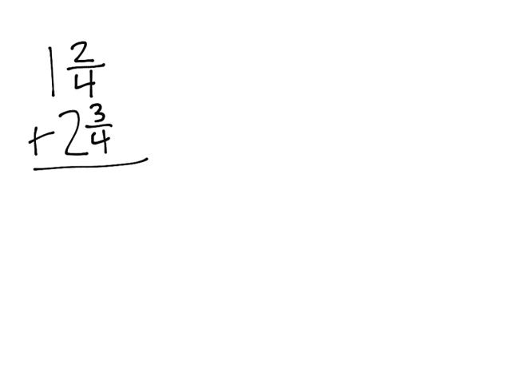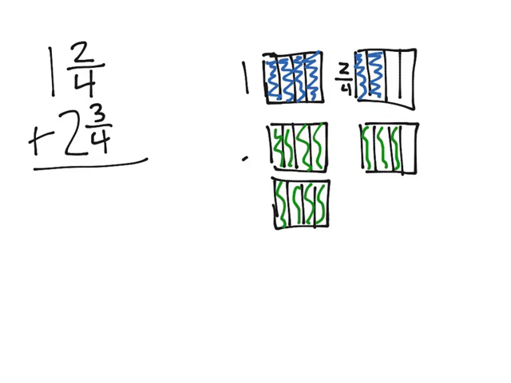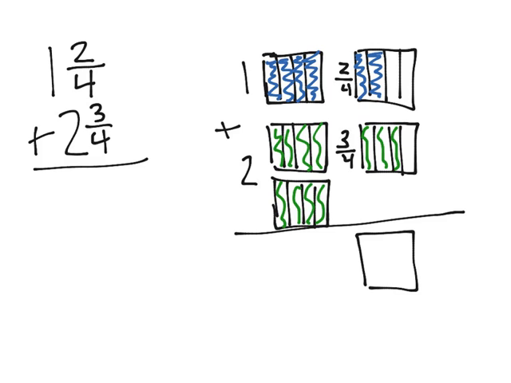So I'm going to go ahead and draw this picture. So here is my 1 and my 2/4, and now I need to add 2 3/4 to that. Okay, so here is my 2 and my 3/4. So now I'm going to add that all together. So I'm going to start with my parts. So I have 2/4 plus 3/4.